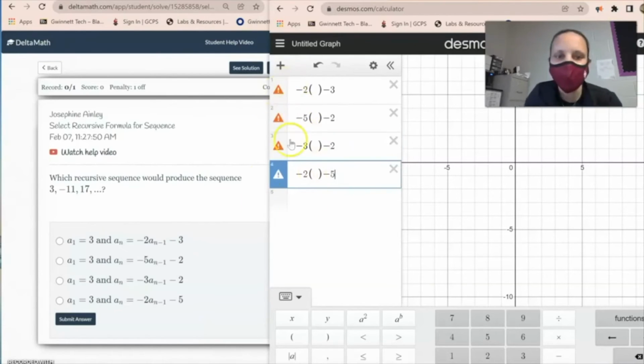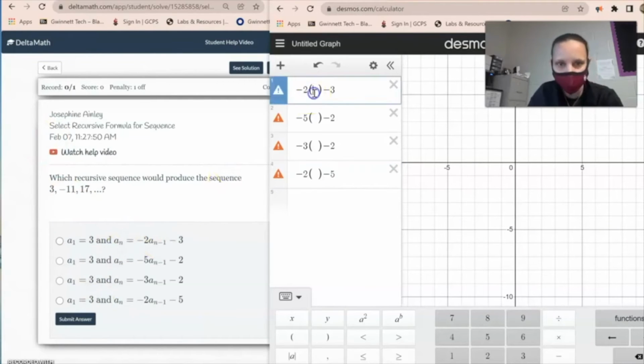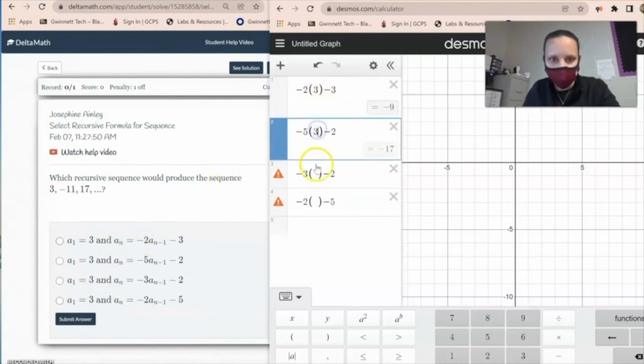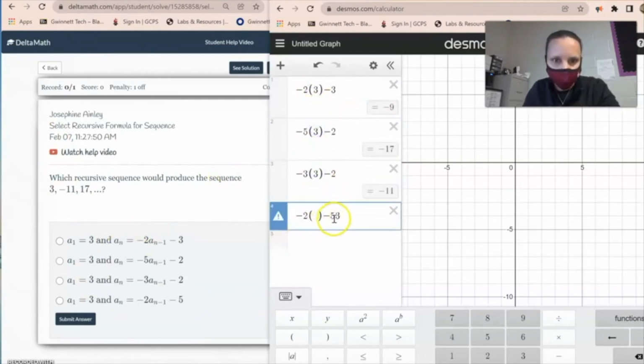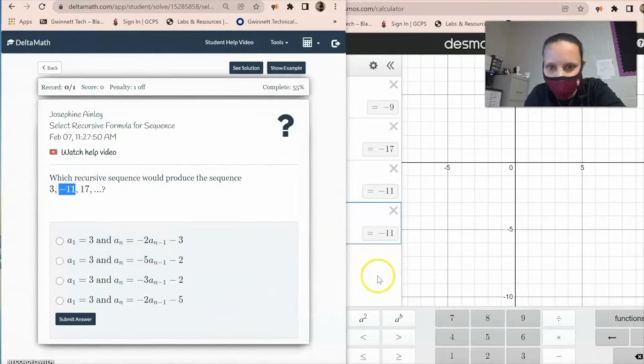All right, so what it's saying is, when I put the term before it, right, that's what this is. Put the term before it, do I get the next one? So they give you the first one. The first term is 3. So you see all of this is 3, right? So when I put in 3, do I get the next term? I should get the next term, which is -11. Which one of that gives me that?